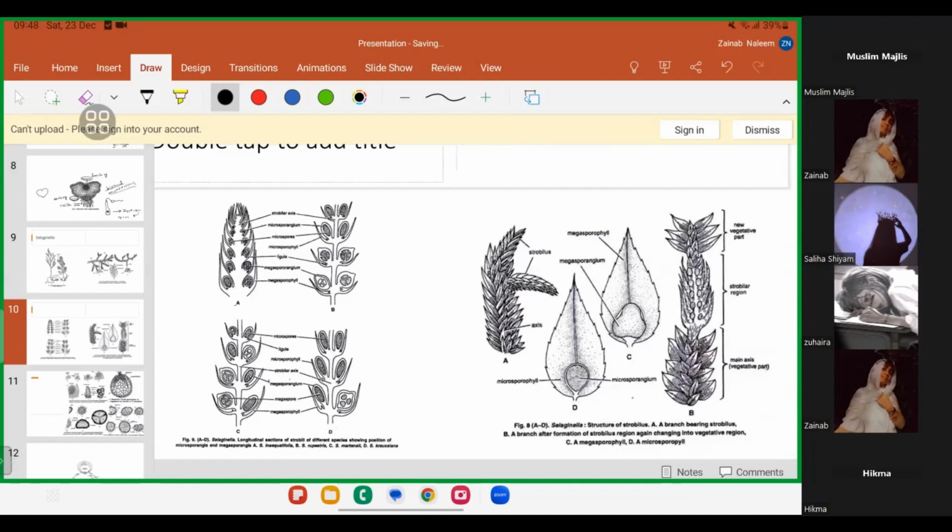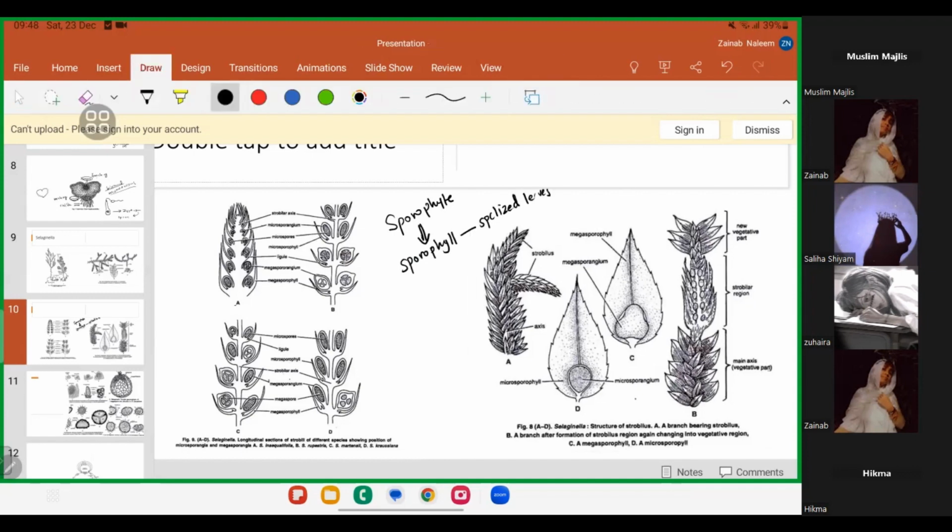I'll tell you again. One of the specialized leaves is the sporophyll. So in the sporophyte, you have sporophylls. What is a sporophyll? A sporophyll is a specialized leaf. The sporophylls are arranged around the strobilus. Two types of sporophylls are there, megasporophylls and microsporophylls. The megasporophyll produces a single megasporangium and the microsporophyll produces a single microsporangium.